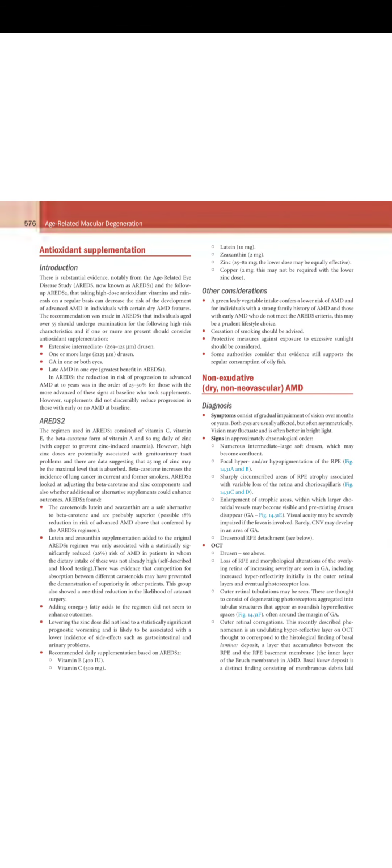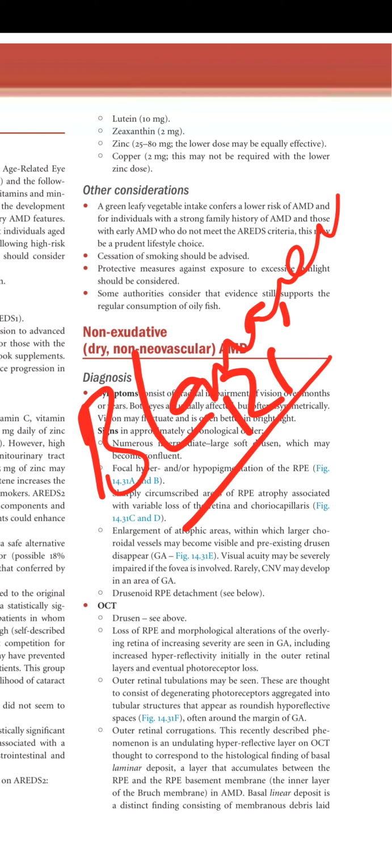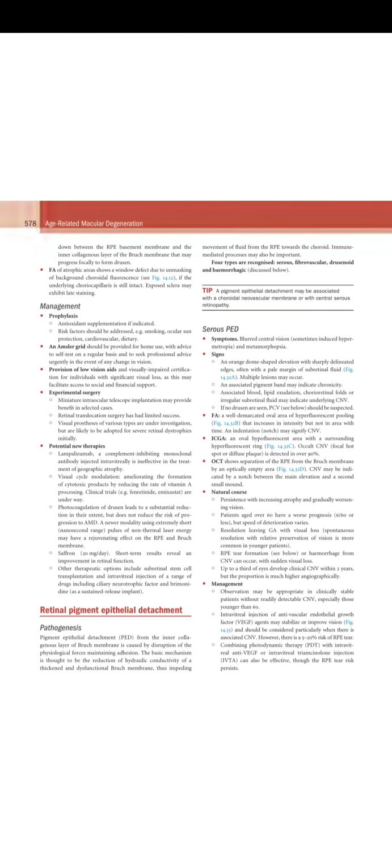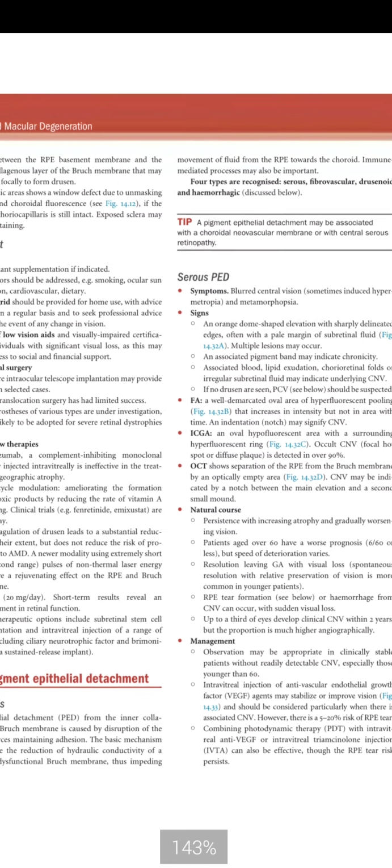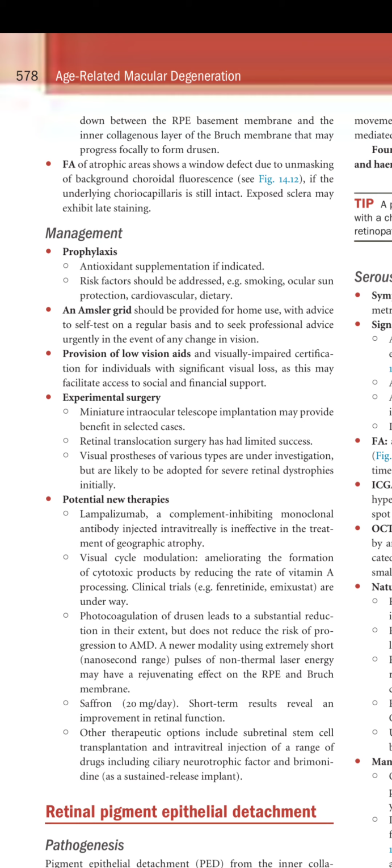So there is a difference between the basal laminar deposit and the basal linear deposit. Basically the basal laminar deposit is the deposit between the RPE and the RPE basement membrane. And the basal linear deposit is the debris laid down between the RPE basement membrane and the inner collagenous layer. FA of the atrophic area shows a window defect due to unmasking of the background choroidal fluorescence. If the underlying choriocapillaris are still intact, exposed sclera may exhibit late staining.